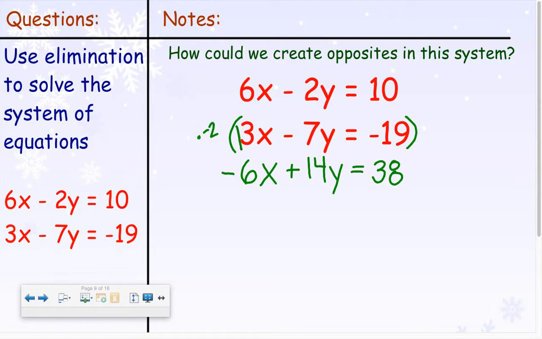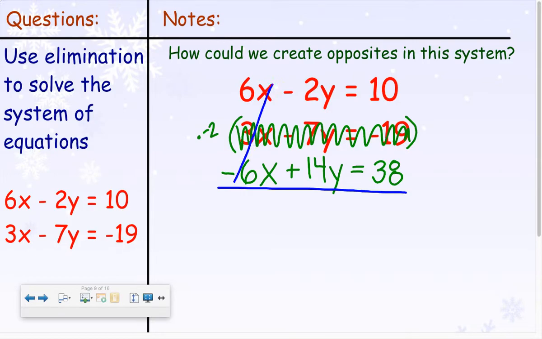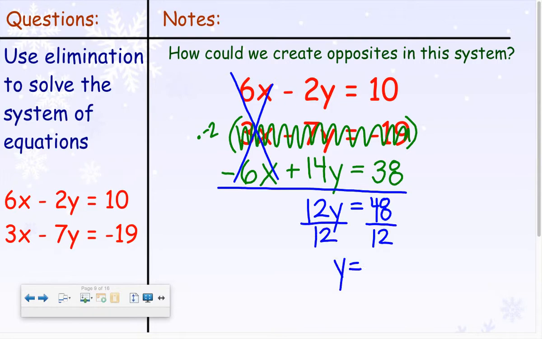So now I'm going to cross off the equation I just multiplied every number by, and I'm not going to use it anymore. Now I know I did this correctly because I have opposites. 6 and negative 6 make 0. Negative 2 and 14 make 12. 38 and 10 make 48. If I divide both sides by 12, I get y equals 4.